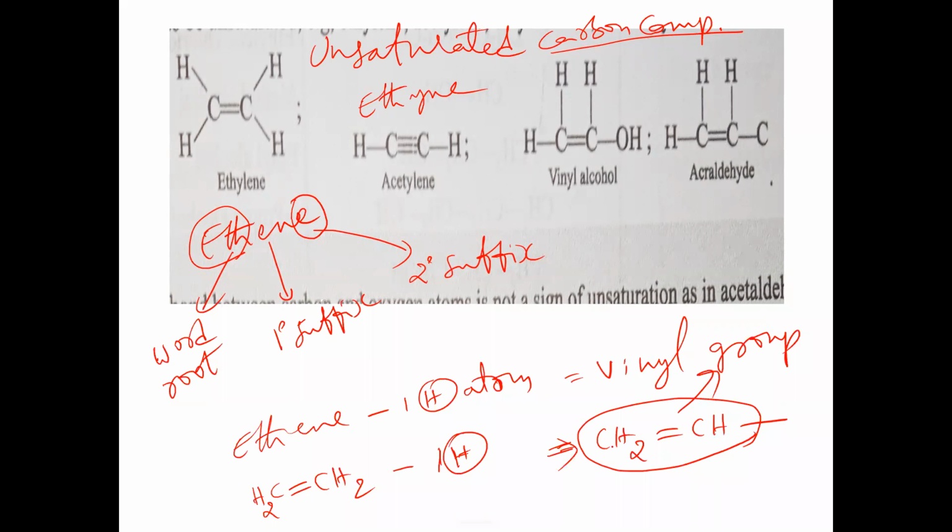So the vinyl group is nothing but CH2 double bond CH with a free bond. This free bond is present on a double bonded carbon. This double bonded carbon is called the vinyl carbon. As the free bond is present on the vinyl carbon, it is called the vinyl group. See now, this CH2 double bond CH is the vinyl group, attached to an alcohol group. The functional group is alcohol, so it is called vinyl alcohol.